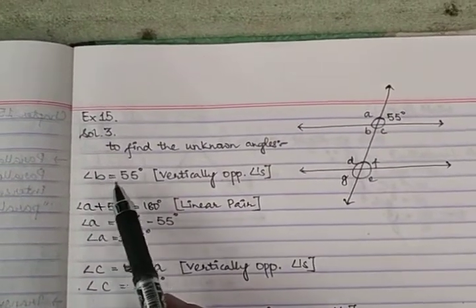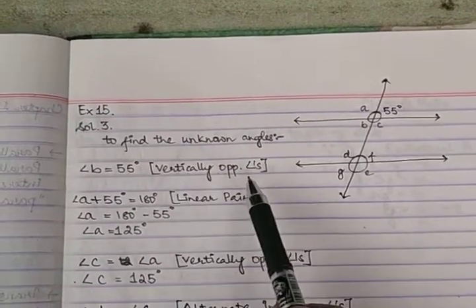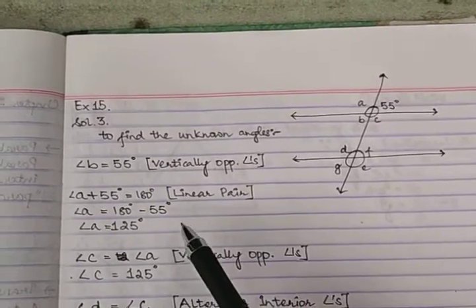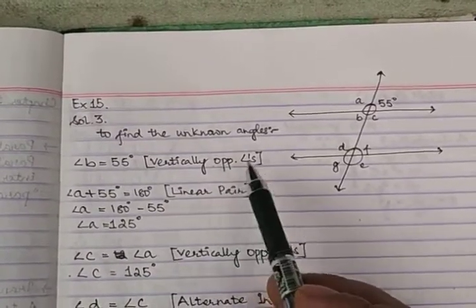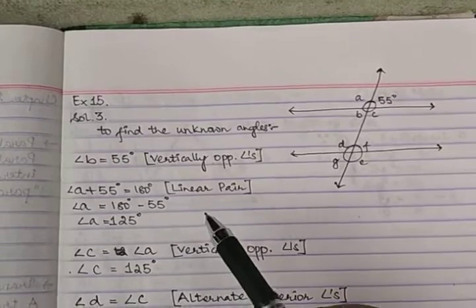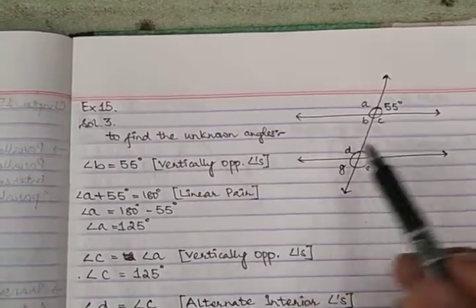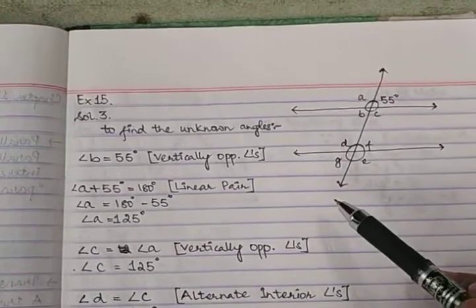See, angle B equals 55 degrees, and what is the reason? Vertically opposite angles. And what did I teach you? The reasoning is very important, isn't it? That is what I have written here, vertically opposite angles. Now we got the value for angle B as vertically opposite. We need to find all the remaining angles, remember that.